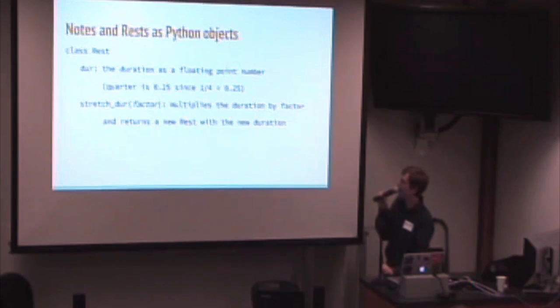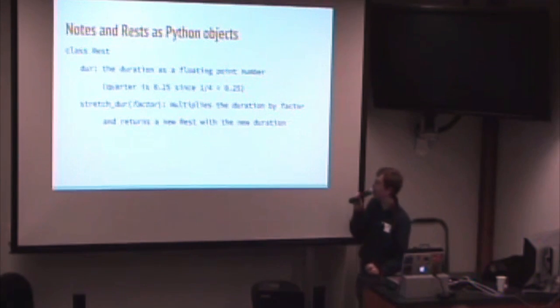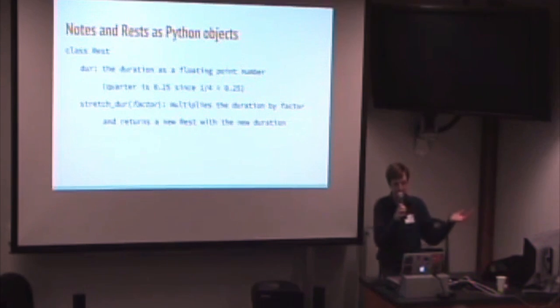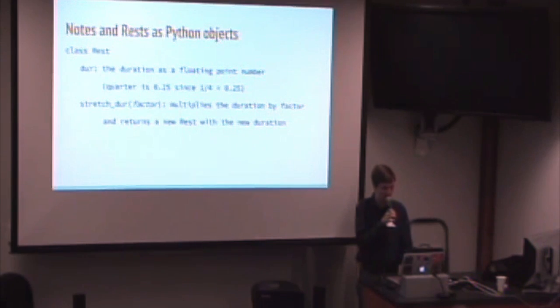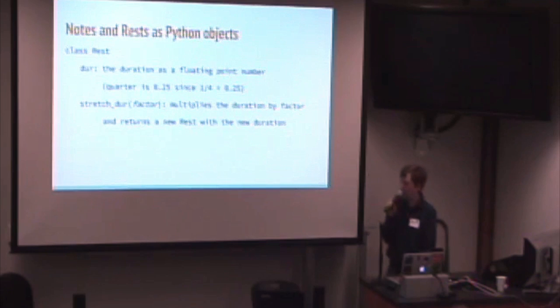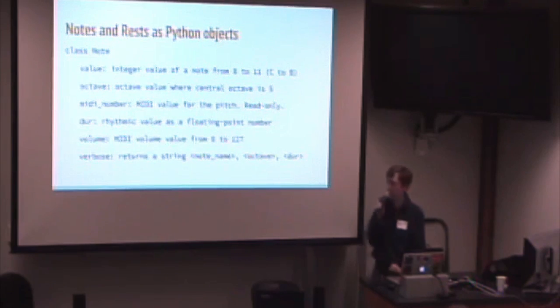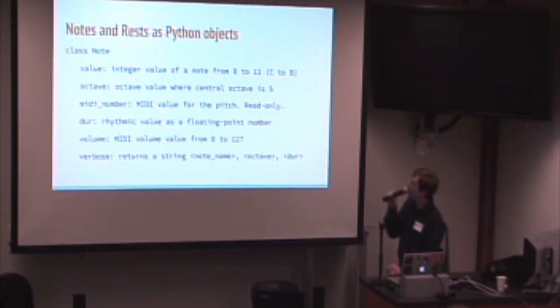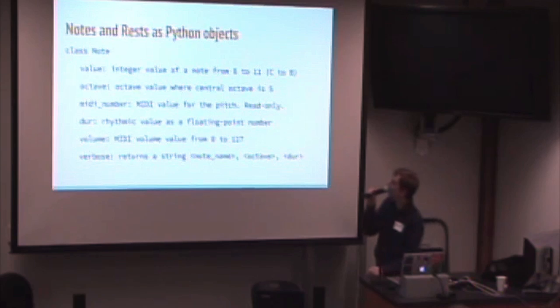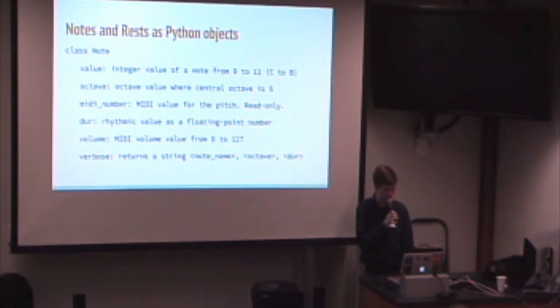Just a little bit about what's in Python. You have a class rest, which has a duration, and that's basically it, because it doesn't need any more qualities, and you can stretch that or change the duration at your leisure. The note class has all the things that we've talked about. The note names, this is the value property, that's the note name converted to an integer. It has the octave, the MIDI number, the duration, the volume, and verbose string representation.